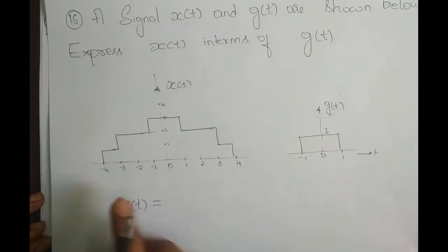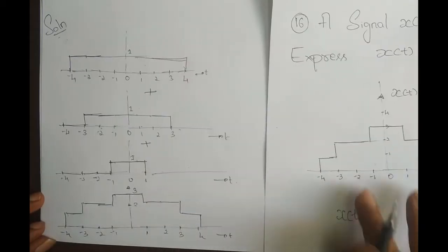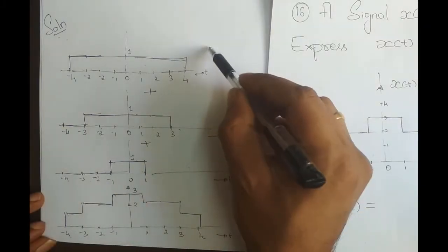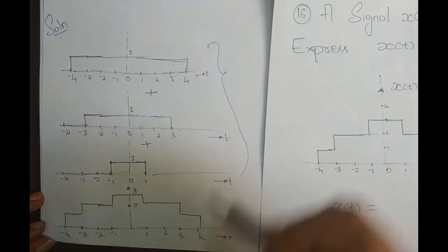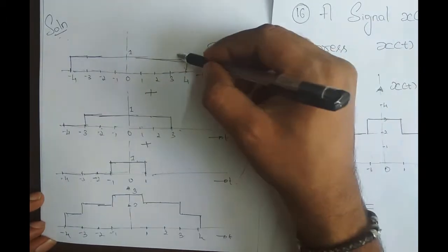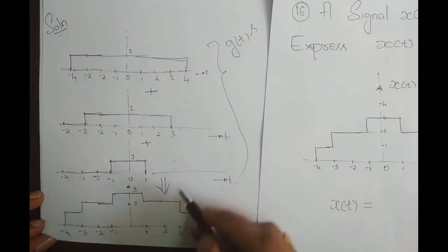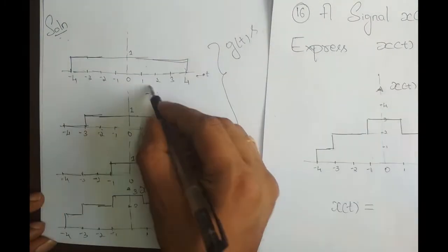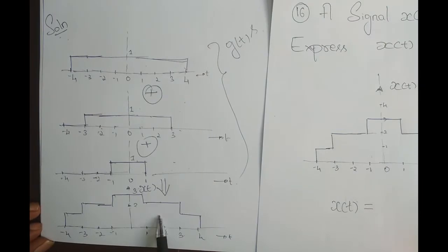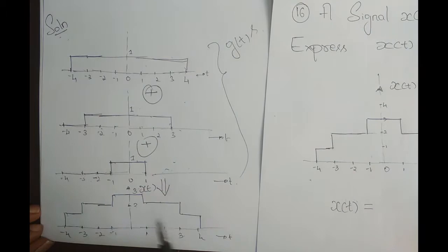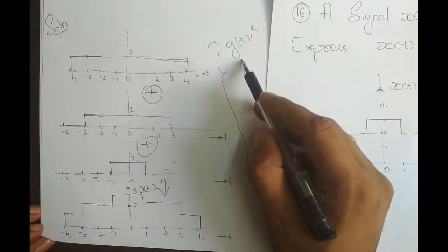what did I get? I got my x of t, right? Correct. Now these are all modified versions of g of t. When I added these individual signals, I got x of t back. Now I have to put these three signals in terms of g of t as a mathematical equation. Graphically I have written it here, but mathematically it has to be expressed in terms of g of t.